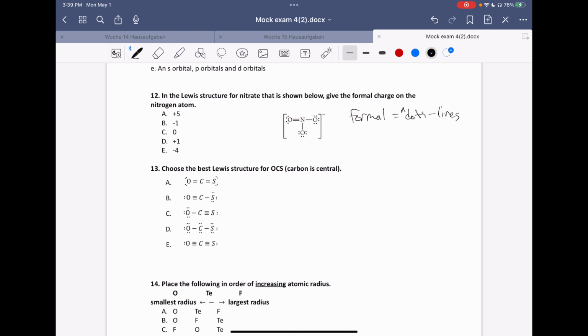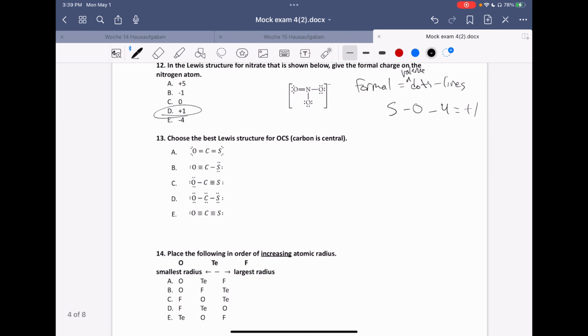I guess we have to include valence minus dots minus lines. So we see that nitrogen has 5 valence electrons minus 0 dots minus 4 lines connected to it, which is equal to plus 1 for the formal charge, which is answer choice D.